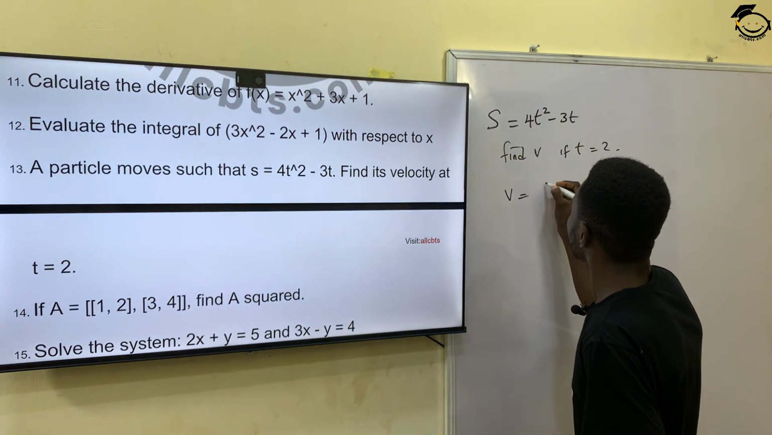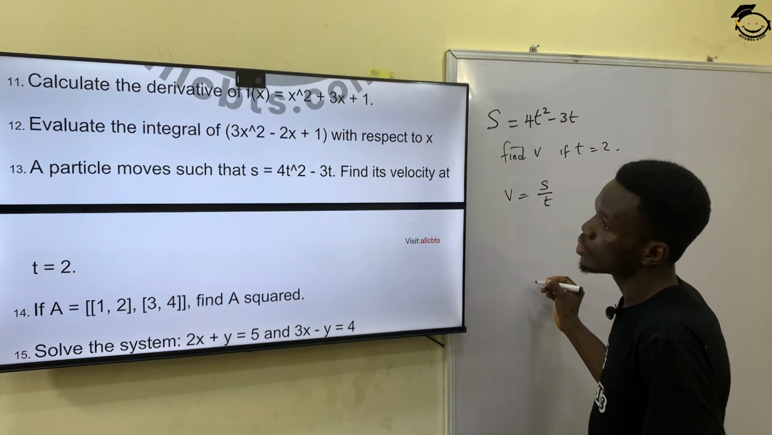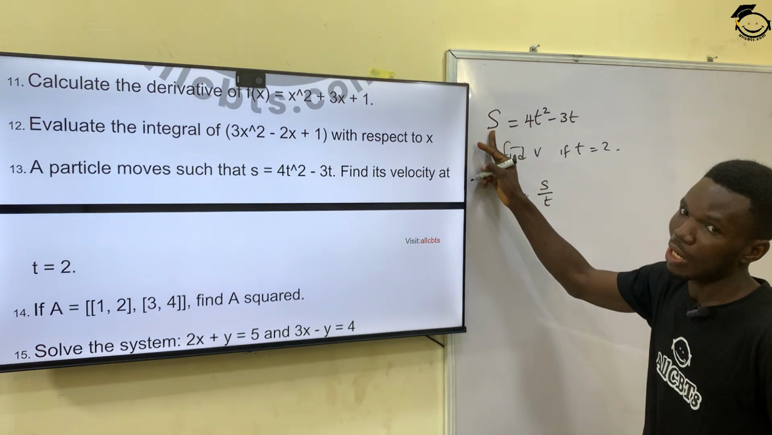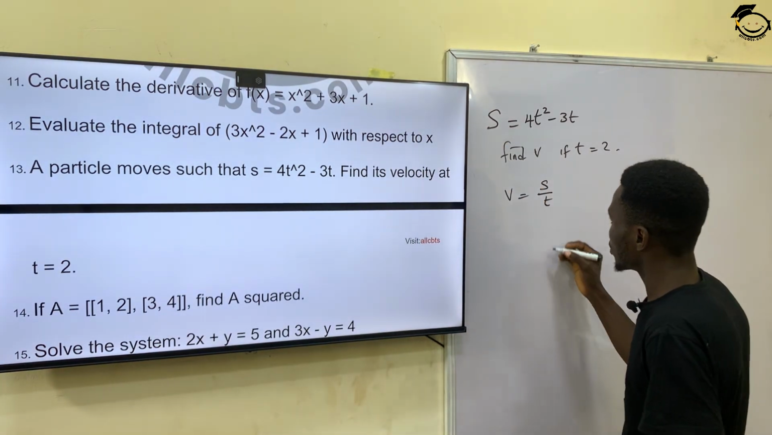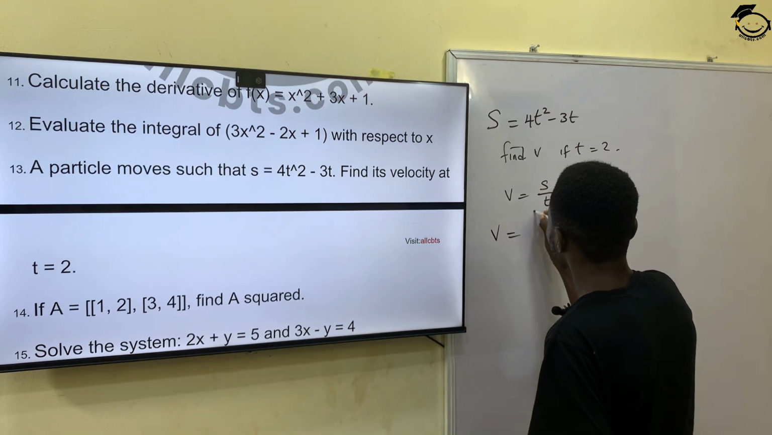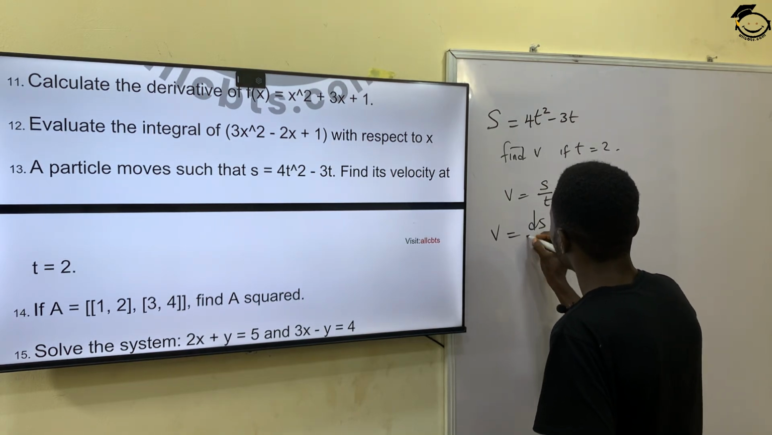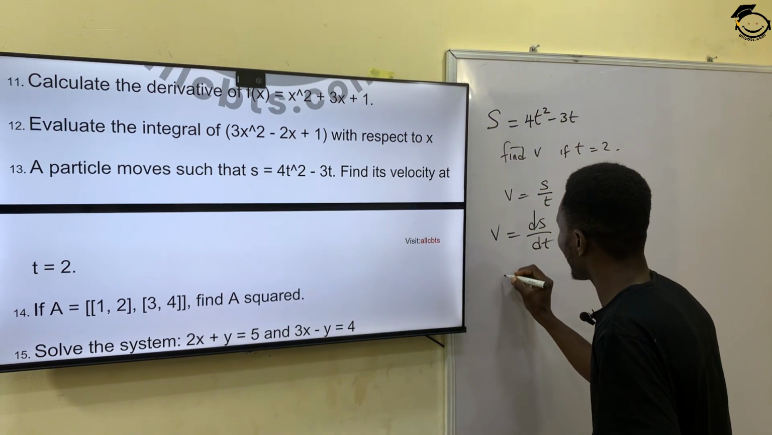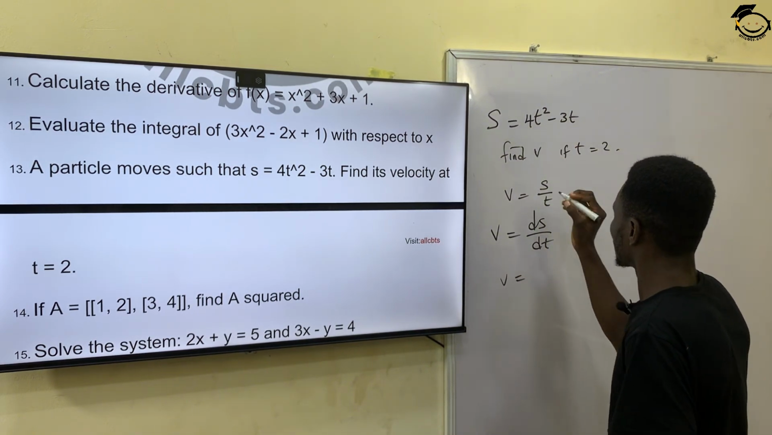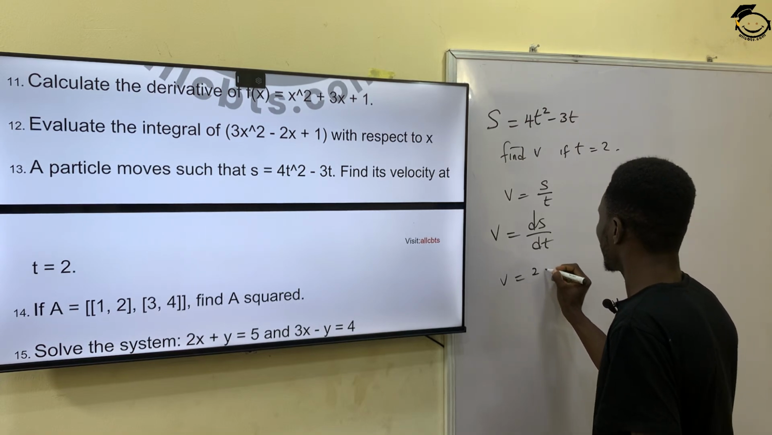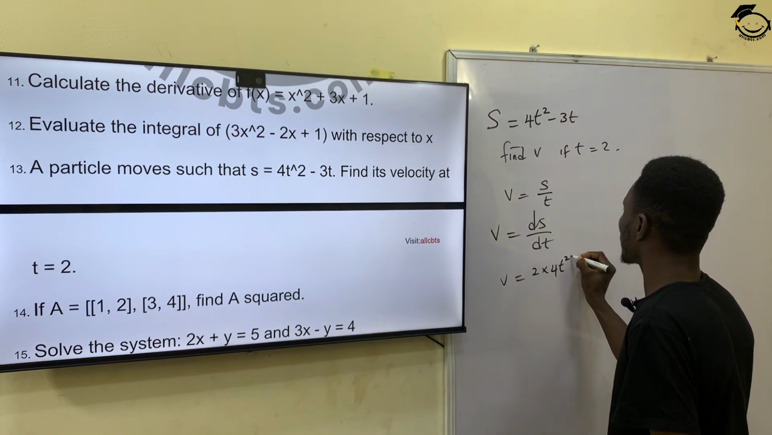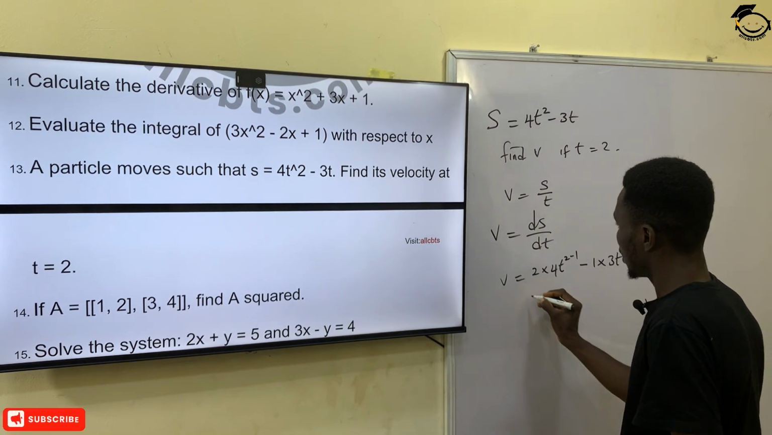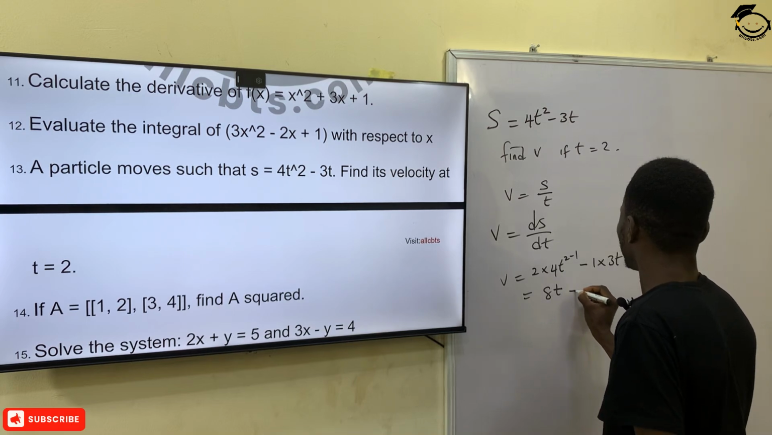velocity is distance over time. So what we're simply going to do is to differentiate our distance so that we can get velocity. Which means that my velocity is supposed to give me ds over dt. So this means I have to differentiate this. It means therefore that my velocity will give me 2 times 4t raised to power 2 minus 1, minus 1 times 3t raised to power 1 minus 1. And that will give me 8t minus 3.